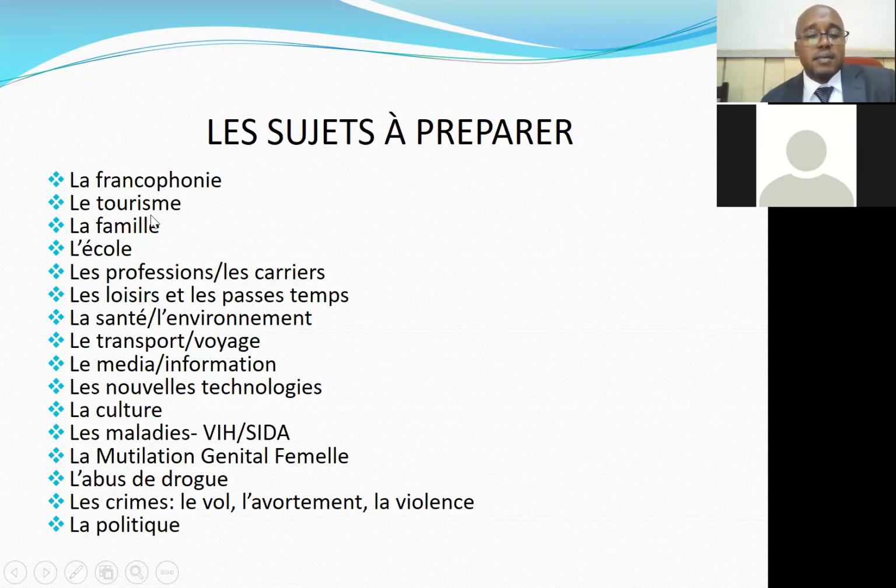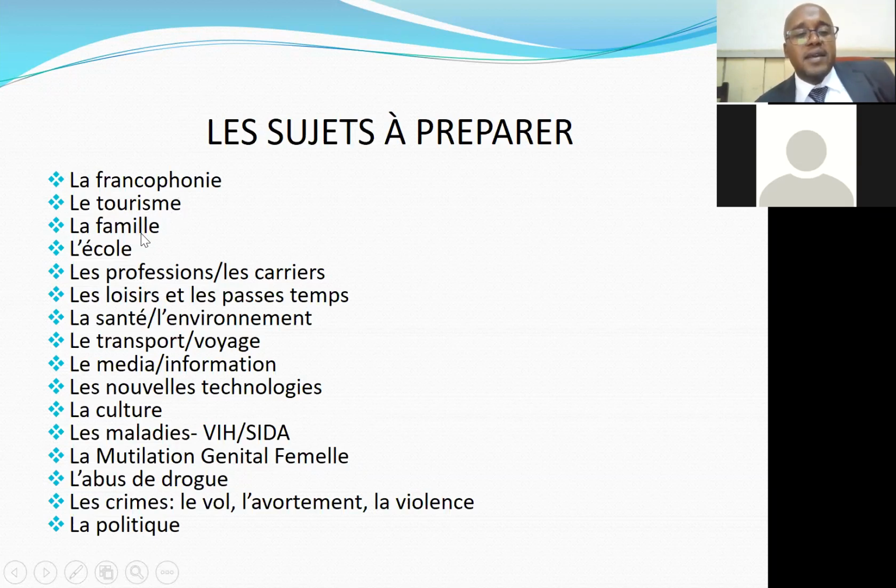Then we have tourism. Qui sont les touristes qui visitent notre pays? Who are the tourists who visit our country? De quel pays? Where do they come from? Leur nationalité. What is their nationality? Quels sont les avantages du tourisme? What are the advantages of tourism? Quels sont les inconvénients? What are the disadvantages of tourism? In the same space, you'll be talking about la devise étrangère, foreign exchange, because it comes at this point.